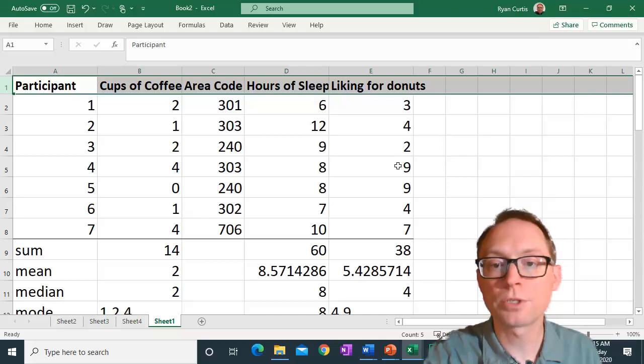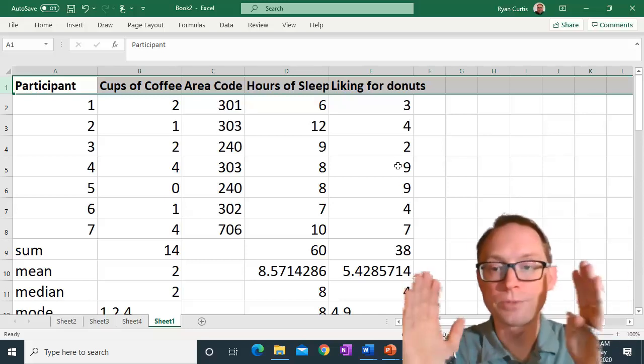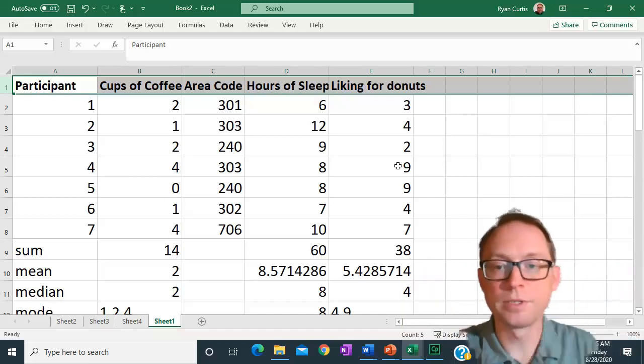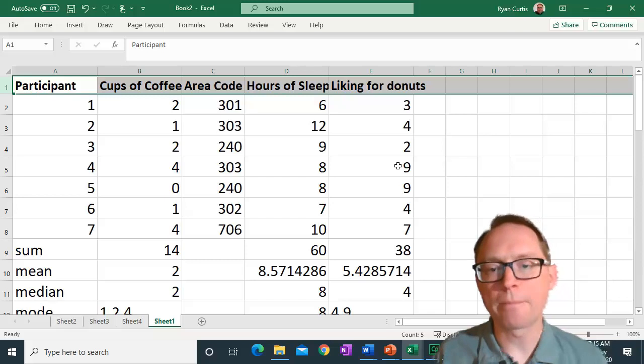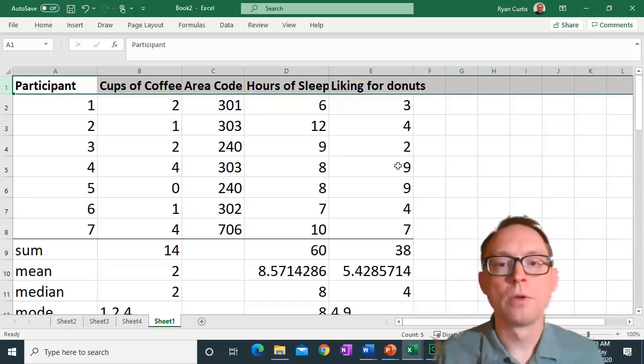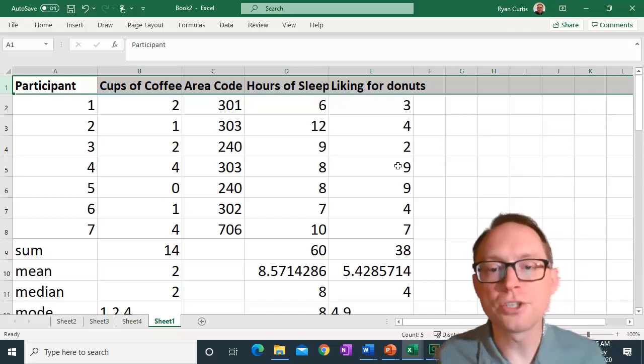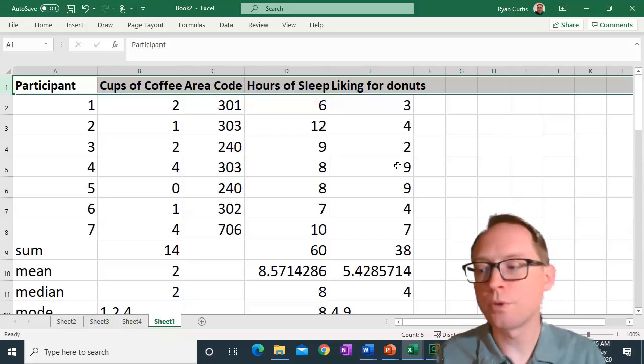The lowest score is 2. Highest score is 9. That means the range of scores is from 2 to 9. That's 7 different places. Okay? All right. We don't care very much about that, but let's do a different one instead. What is the deviation for participant 1?